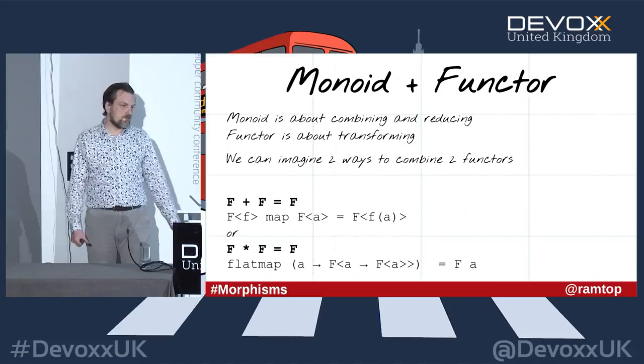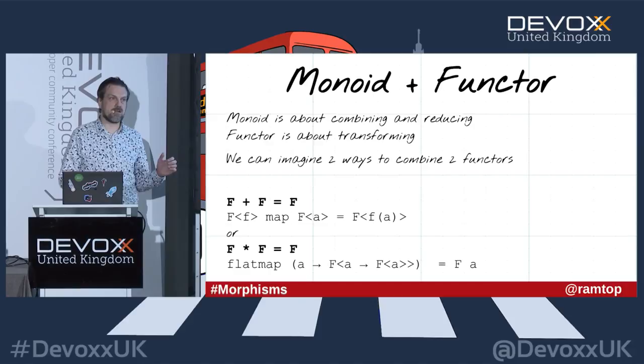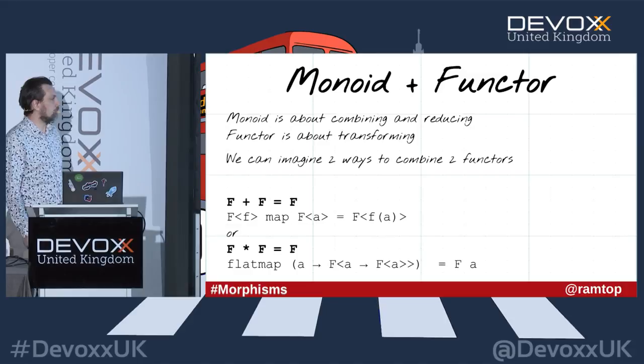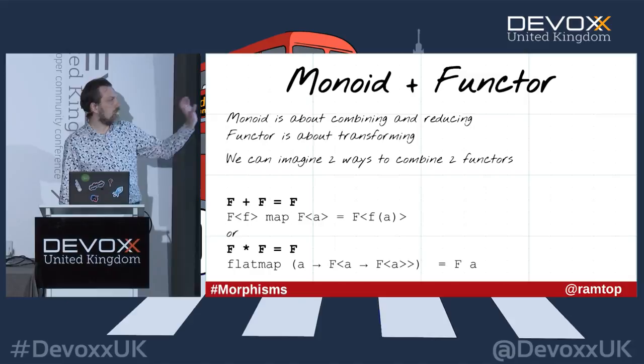So now that we have a monoid, we have the functor as a concept, we can imagine two ways of combining these two things. One is doing a kind of sum of functors, and the other is a kind of multiplication of functors. In the first way, basically, we have a functor with a function and a functor with a value, and we want a functor with a new value, basically.